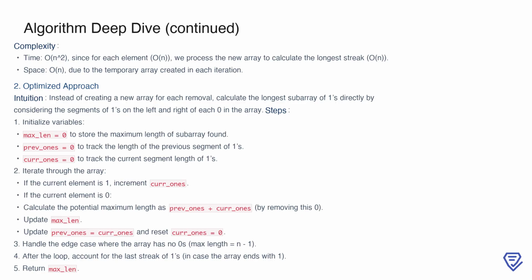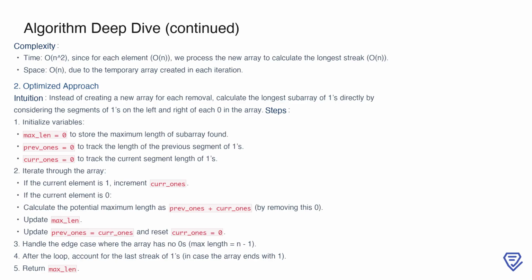The idea is to track the streaks of ones before and after each zero, allowing us to calculate the potential maximum length directly. To do this, we maintain three variables: max_len to store the maximum length found, prev_ones to track the length of the previous segment of ones, and cur_ones to count the current streak of ones.